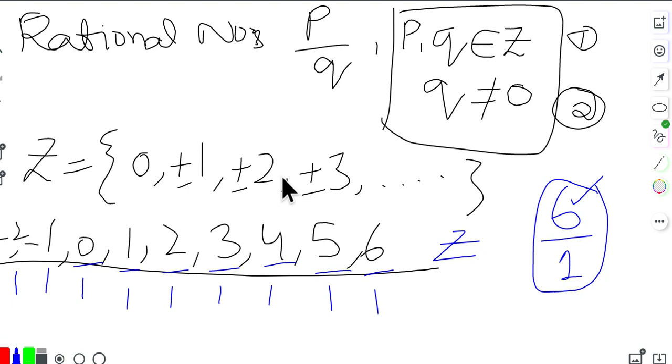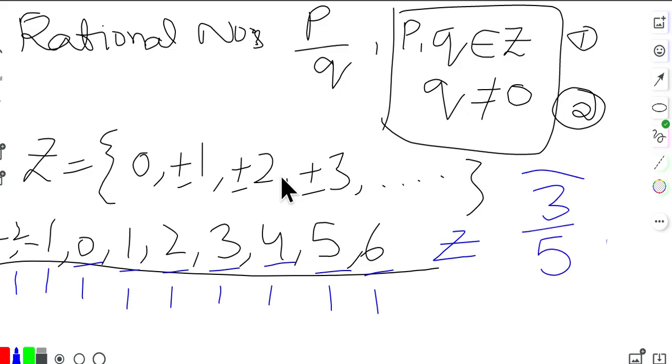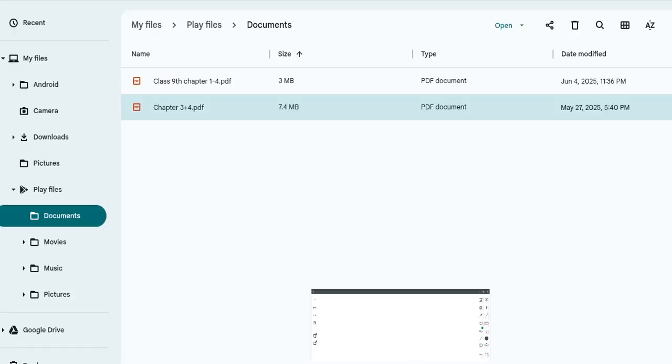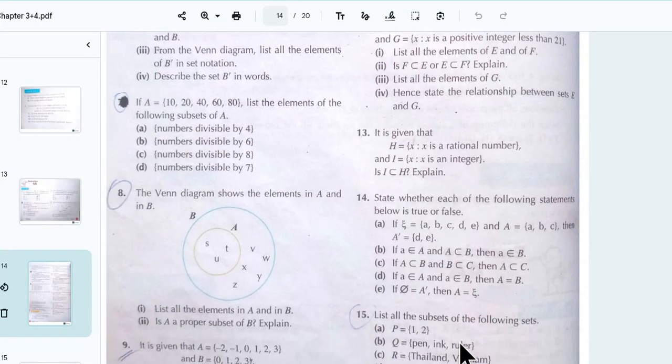But if here is mentioned a number which is 3 over 5, this is a rational number, but we cannot convert it into an integer. All integers are rational numbers, but not all rational numbers are integers. Is it clear? Now what will be the solution of this question?